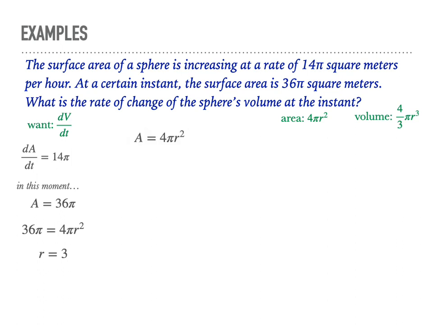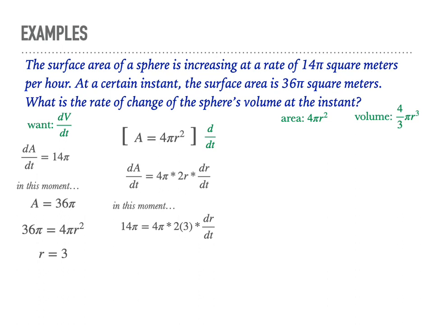Now we're going to take the derivative of the area formula and see if we can do anything with that. So we're going to take the derivative with respect to time, and remember 4 pi is a constant, so we can move that aside. And then the derivative of r squared is 2r, and then chain rule, you have to find the derivative of r, which is dr over dt. Now, in this specific moment as well, we know that the radius is 3. So we plug in 3 because that's what we got in the previous step for r, and we can solve for dr/dt. We get dr/dt equals 7 over 12 after dividing both sides by 24 pi.